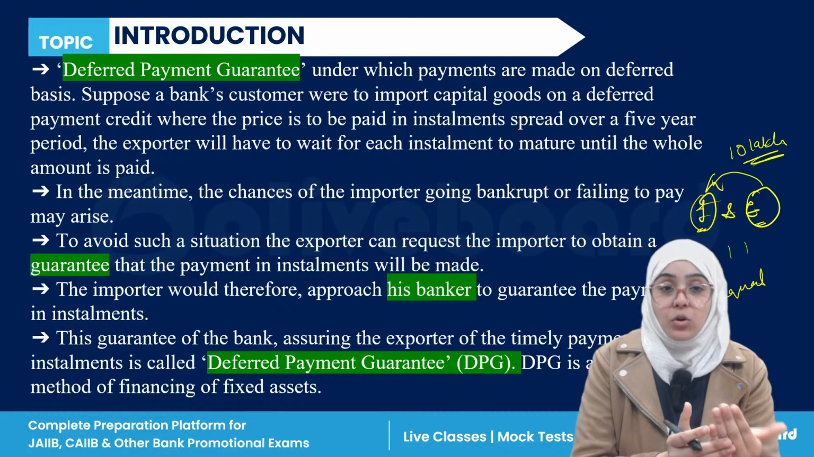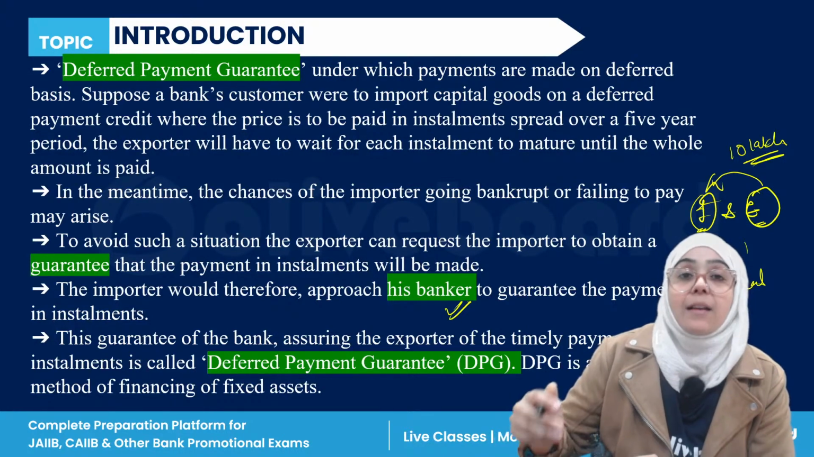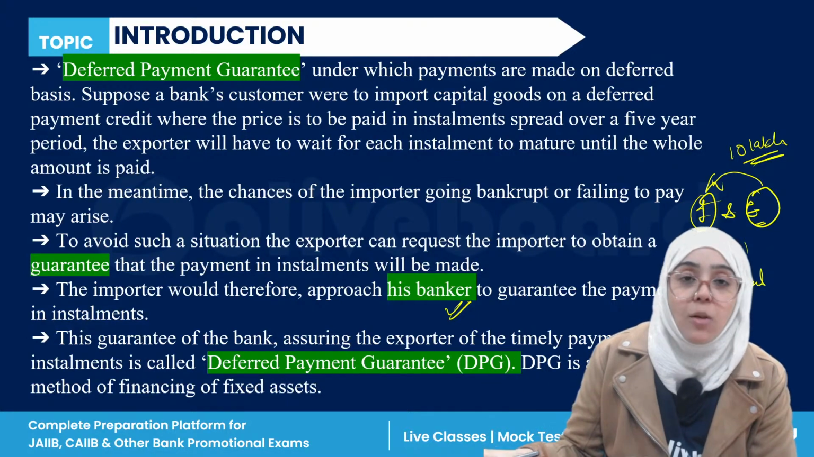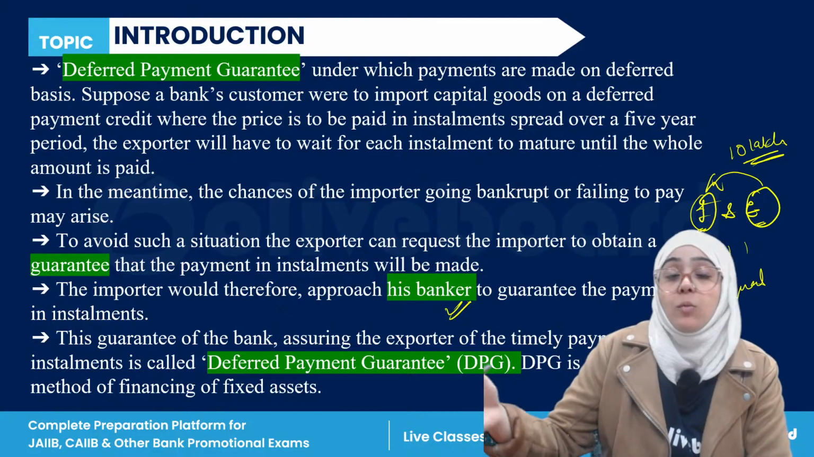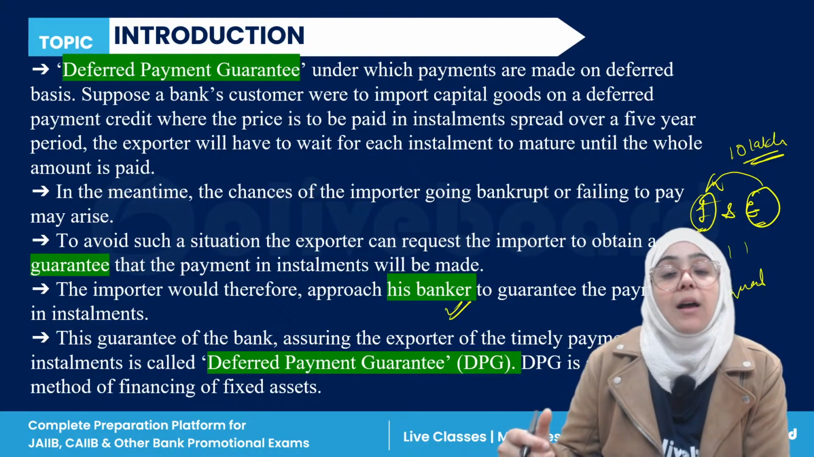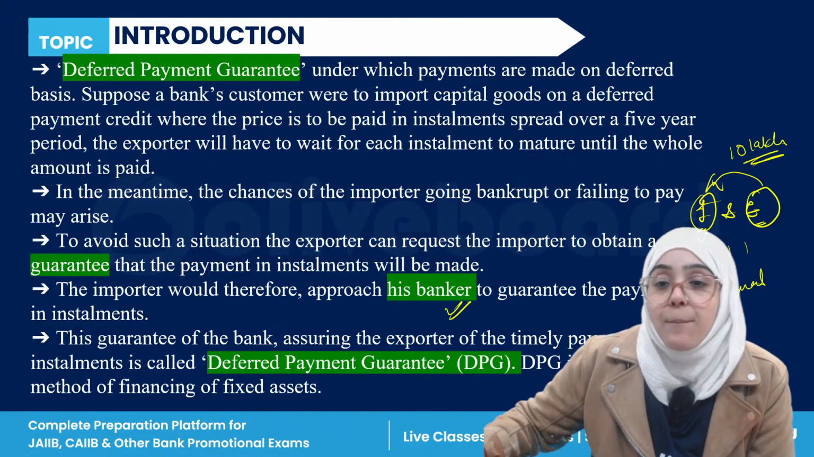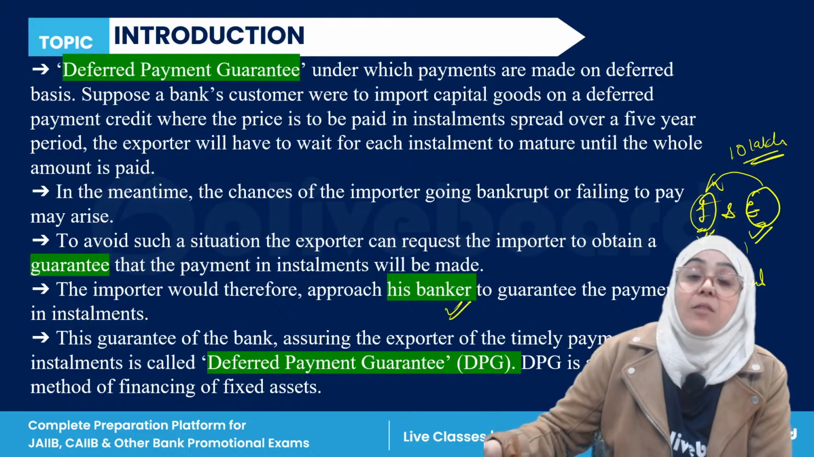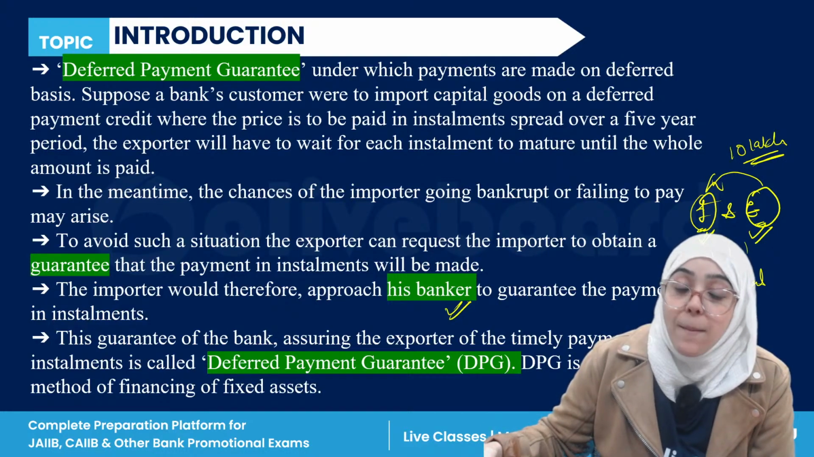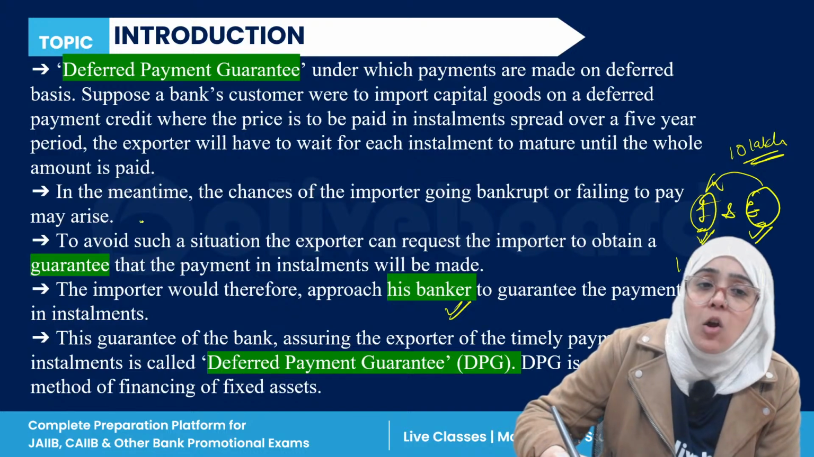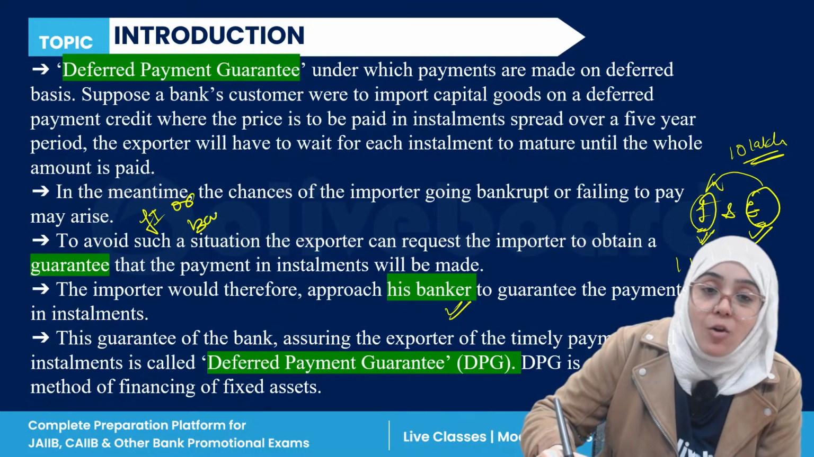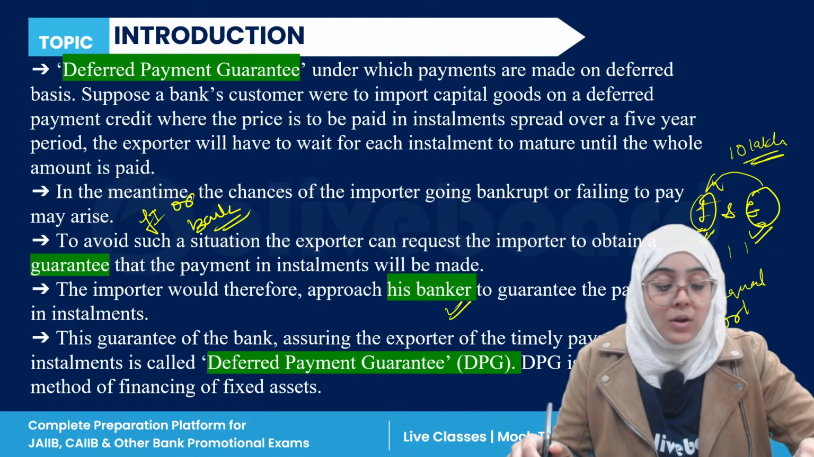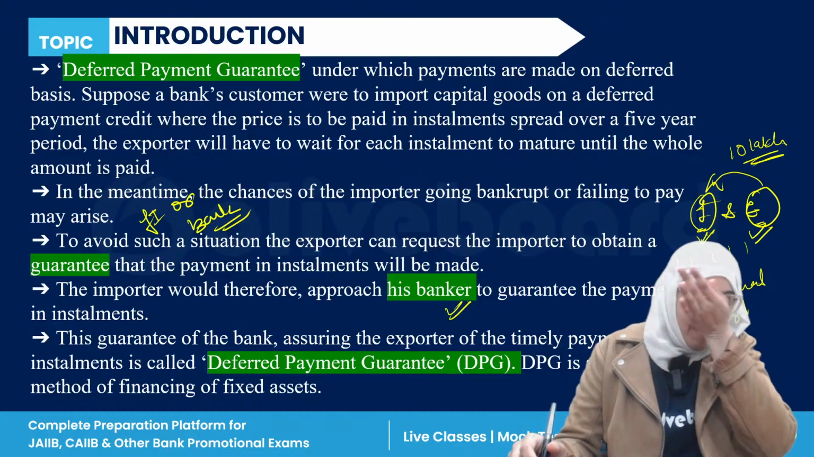So the importer goes to his bank and requests a guarantee on the deferred payment: that if I default on any installment, on my behalf you will be responsible for paying the money to the exporter. This arrangement between the importer and the exporter, and the guarantee given by a financial institution or bank on behalf of the importer, is known as the deferred payment guarantee.